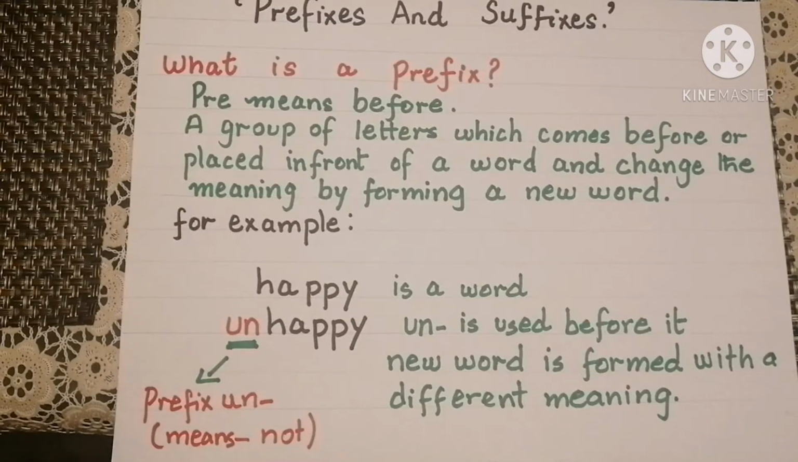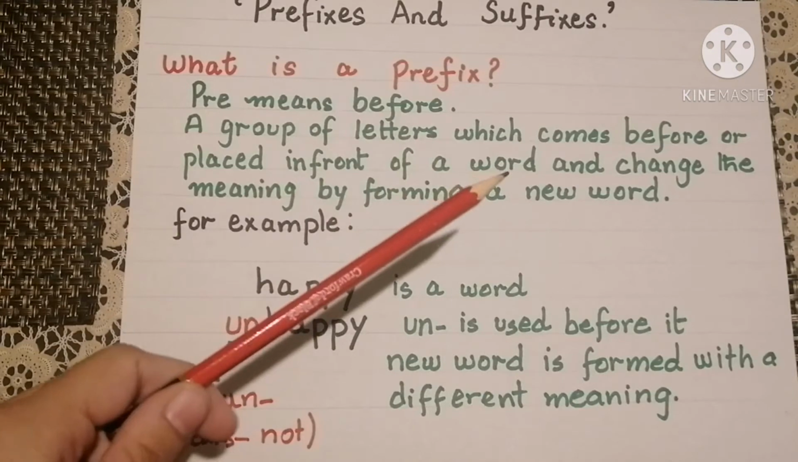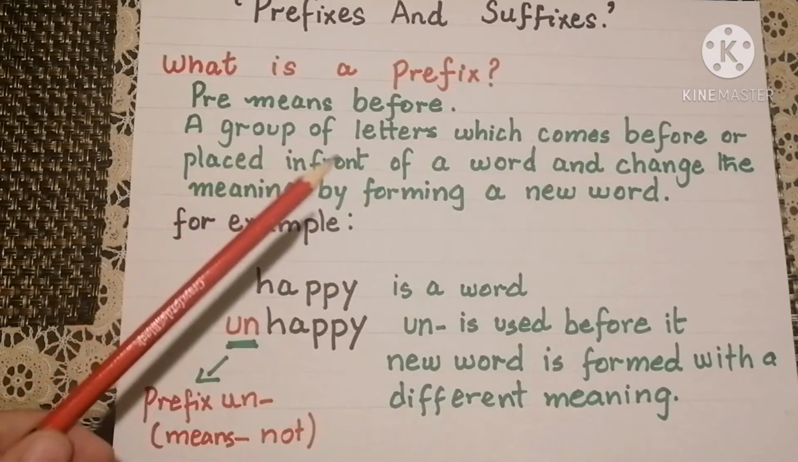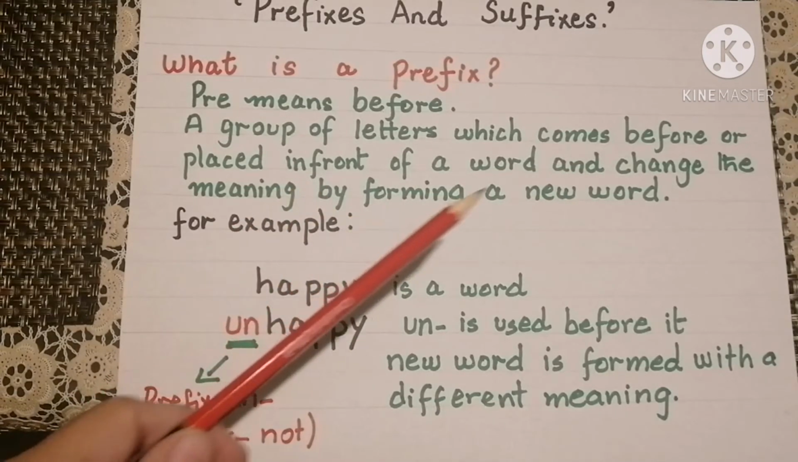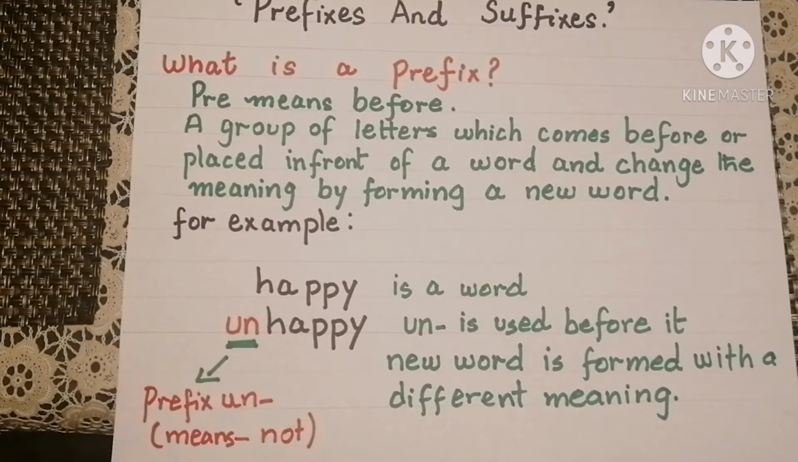Today our topic is prefixes and suffixes. What is a prefix? Pre means before. A group of letters which comes before, or is placed in front of, a word and changes the meaning by forming a new word is a prefix.